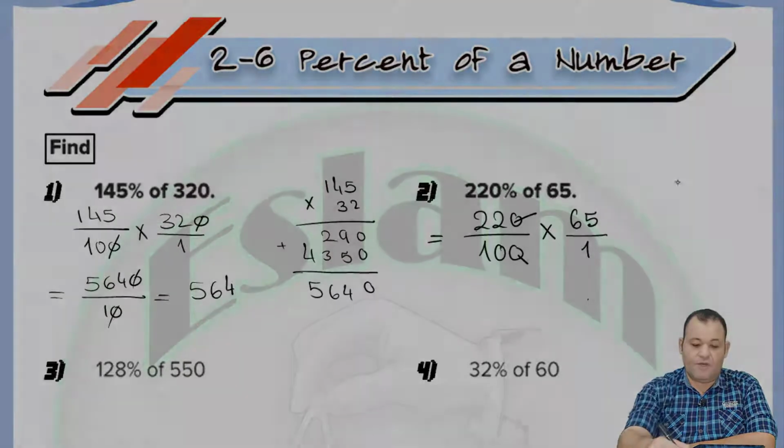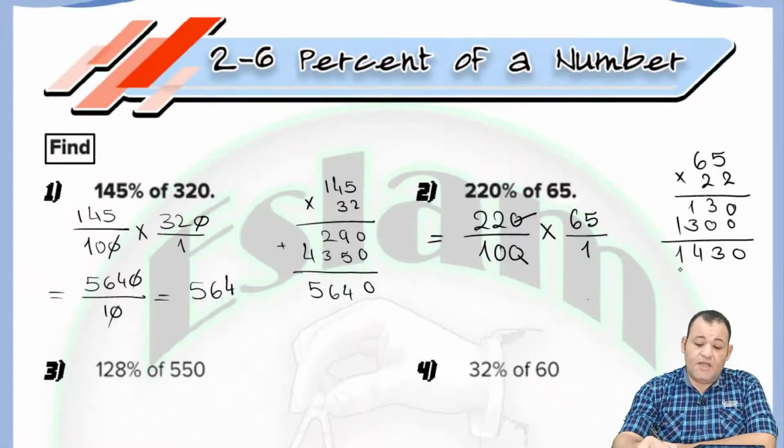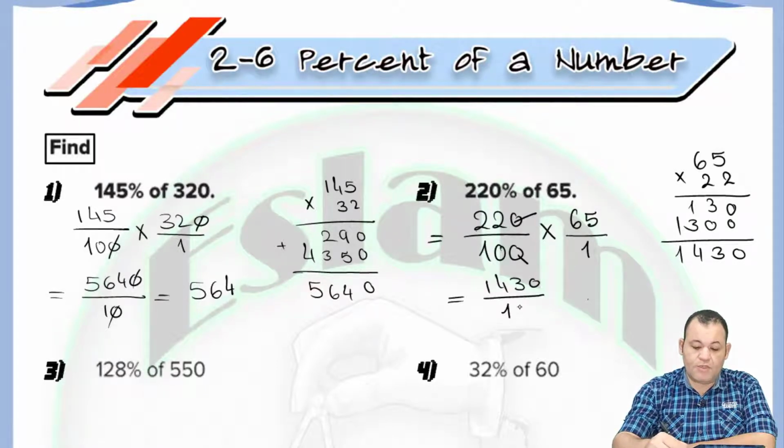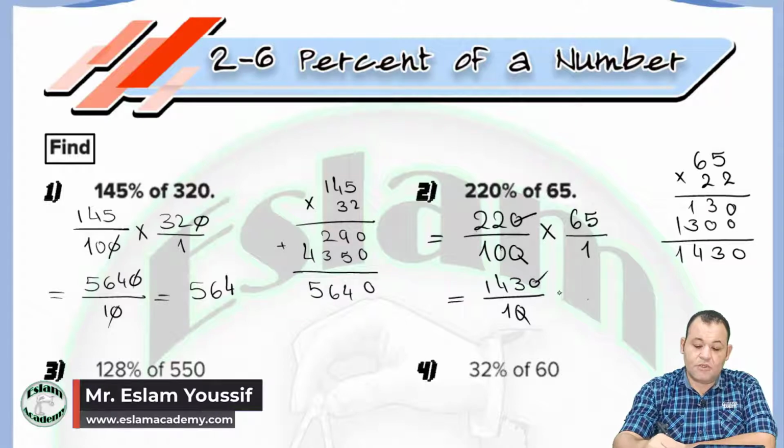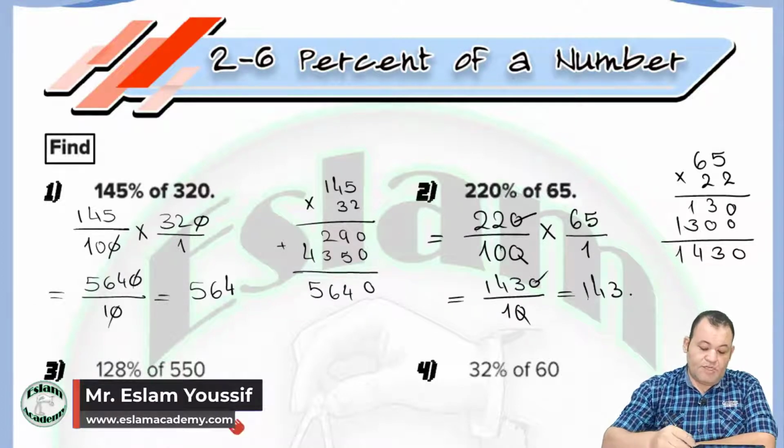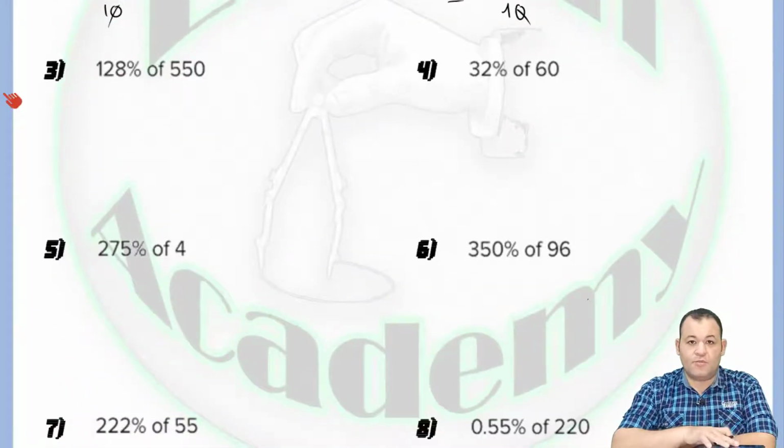22 times 65. By multiplying, you will find that the answer will be equal to 1,430. So it will be 1,430 for the numerator, and the denominator is 10 multiplied by 1, which equals 10. Cancel 0 and 0, so it will be equal to 143. So in the same way we can solve question number 3.